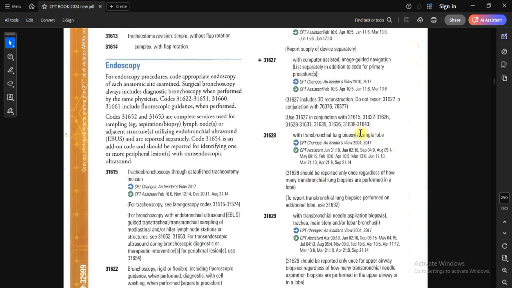If you see here, they have mentioned in the bracket S. What is the meaning of this? They are telling you that you can code this code if the physician performs a single biopsy also, 31628. If the physician performs 20 biopsies also, you can code 31628. So that is the guideline here.